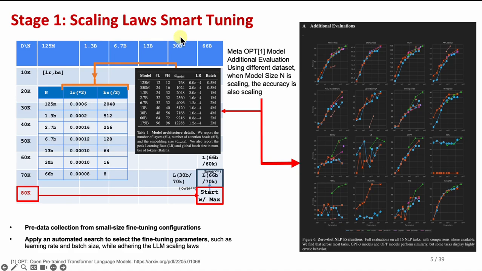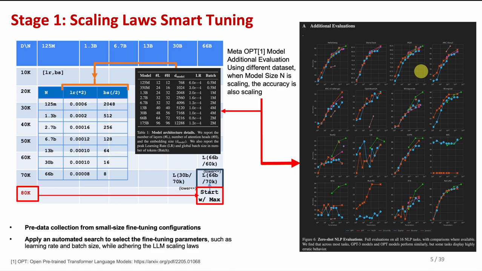Here I give more detail about the scaling law smart tuning. We leverage the Meta OPT model. As you can see on the right-hand side, the y-axis is accuracy and the x-axis is model size. Each chart represents a different data set. They are all growing, which complies with the scaling law. This gives us confidence.